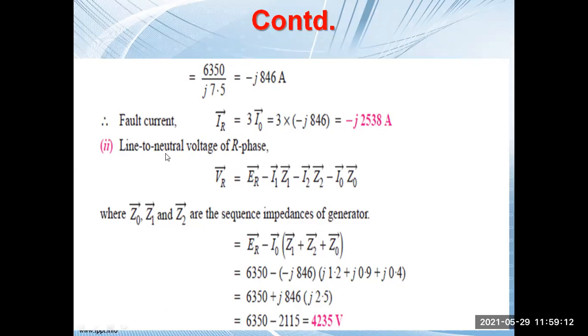Now next we have to calculate the line to neutral voltage of the R phase. So VR will be equal to ER minus I1 Z1 minus I2 Z2 minus I0 Z0. Why is this VR? If you go to the board, you'll understand that.